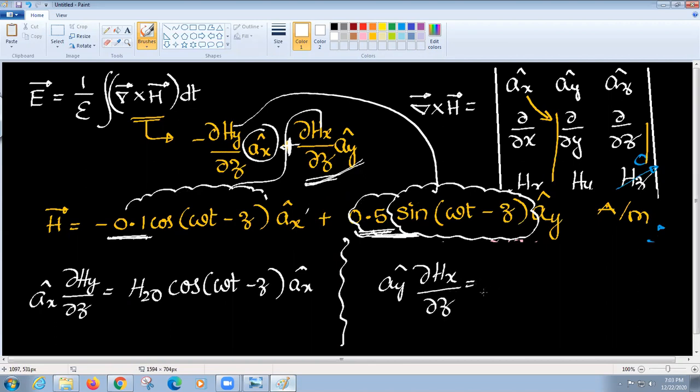This is nothing but, so I have cos. So cos becomes a negative sign. So negative into negative is positive. So therefore I get, let me take in the general case H10, where H10 is equal to 0.1. So the derivative of cos is sine, a negative sign, negative and negative is positive. So therefore I take sin(ωt − z), and the derivative of z is 1. So multiply by 1. So now you have to associate this with ay roof.